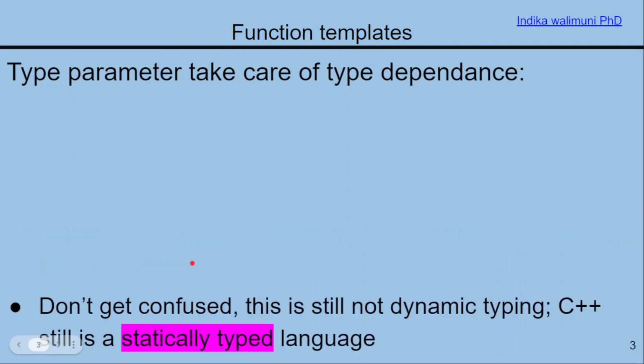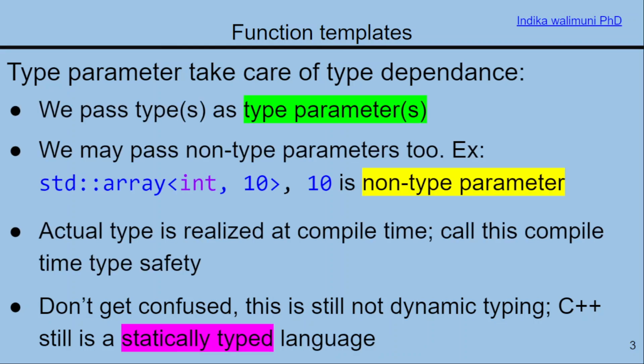All right. So don't get confused. This is still not dynamic typing. C++ is still a statically typed language. It's not a dynamically typed language like JavaScript.